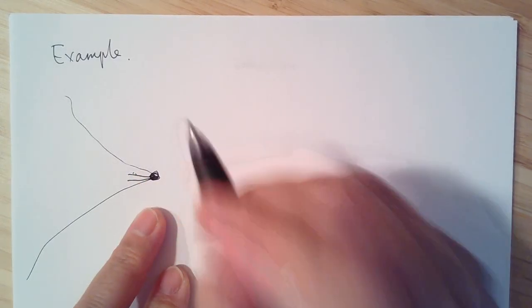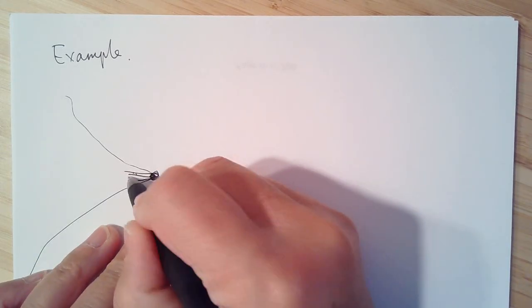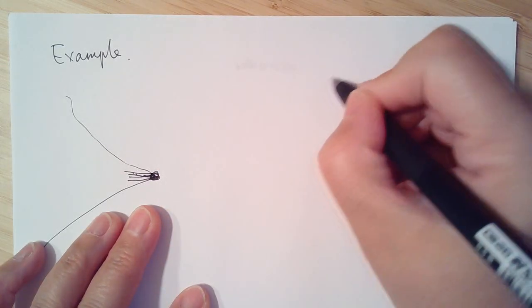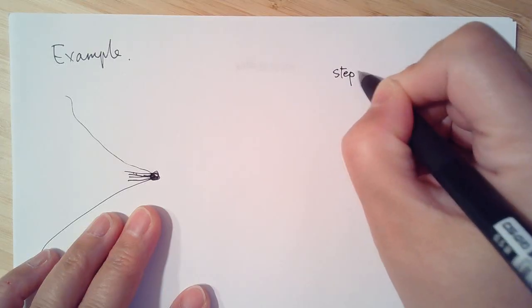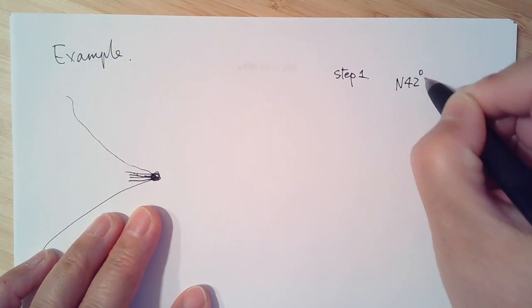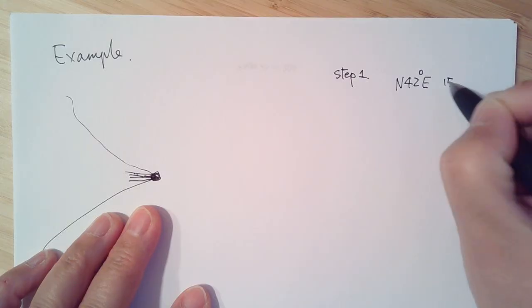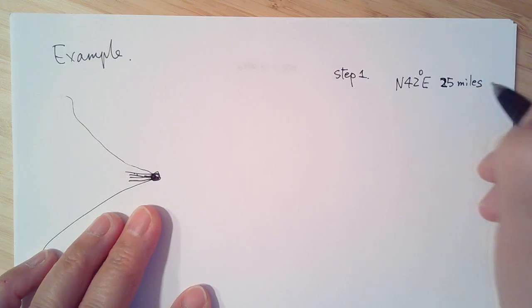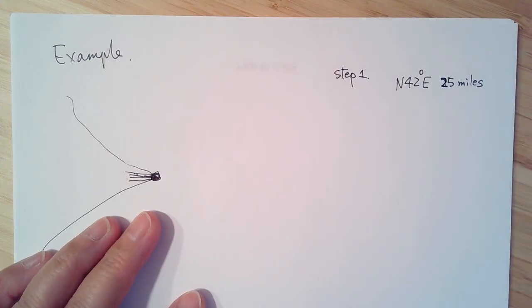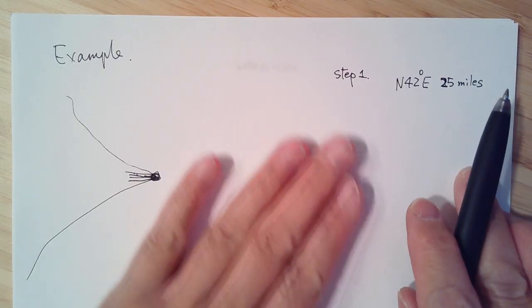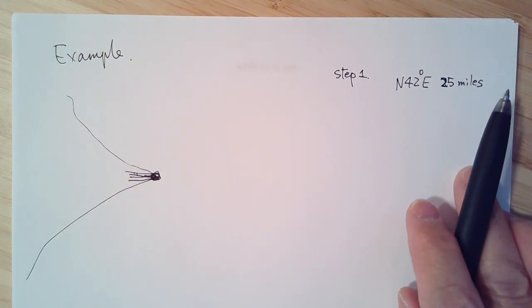All right, now, as the first step, step 1, your boat travels N42E, 25 miles. Can you tell me where your boat is? I give you the direction, I give you the distance, and this is the surface, right? So can you find it?